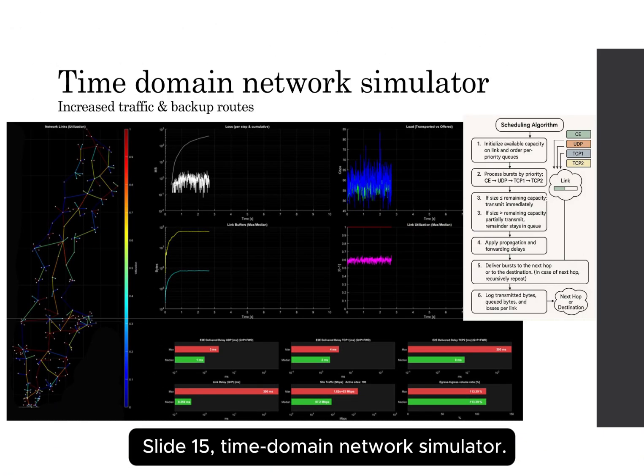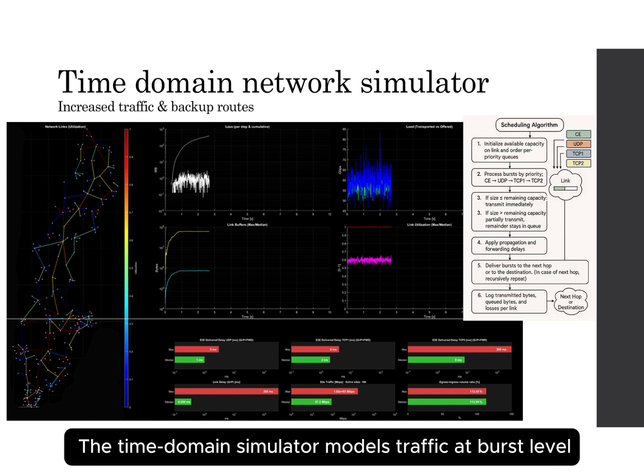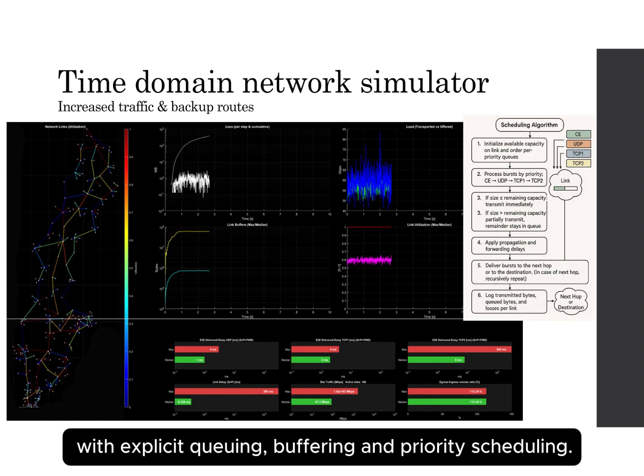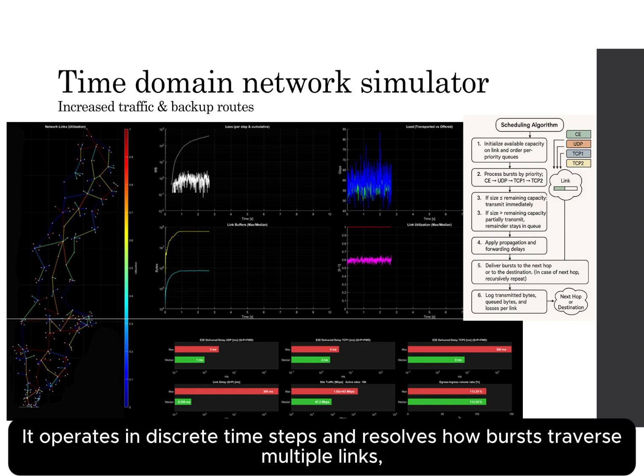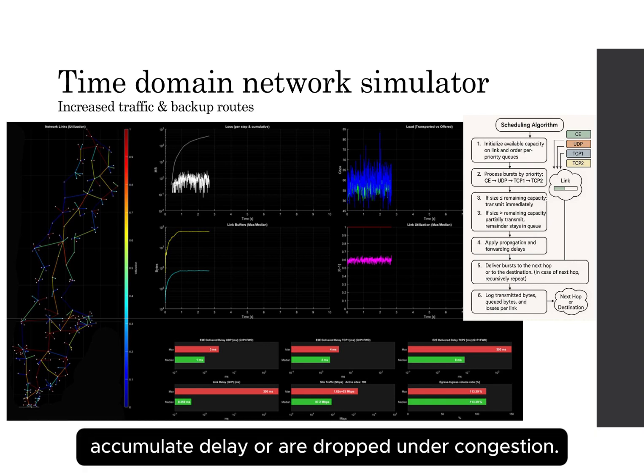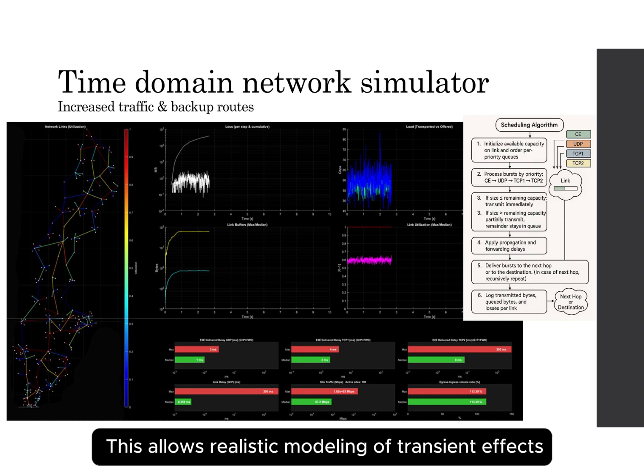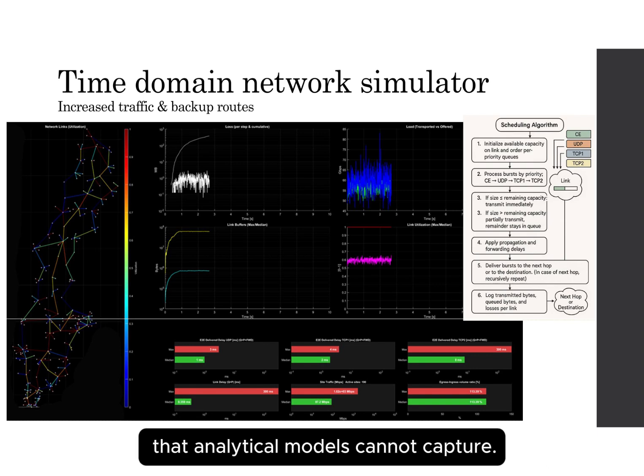Slide 15. Time Domain Network Simulator. The Time Domain Simulator models traffic at burst level with explicit queuing, buffering, and priority scheduling. It operates in discrete time steps and resolves how bursts traverse multiple links, accumulate delay, or are dropped under congestion. This allows realistic modeling of transient effects that analytical models cannot capture.